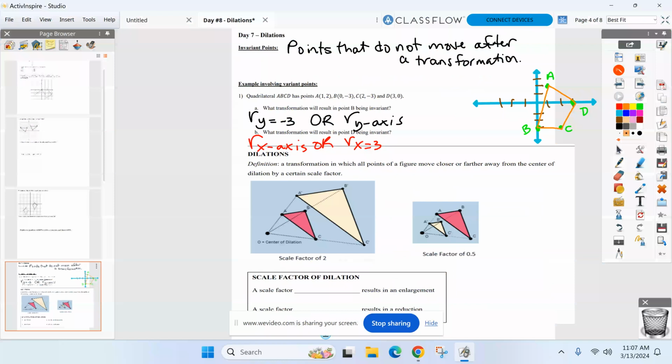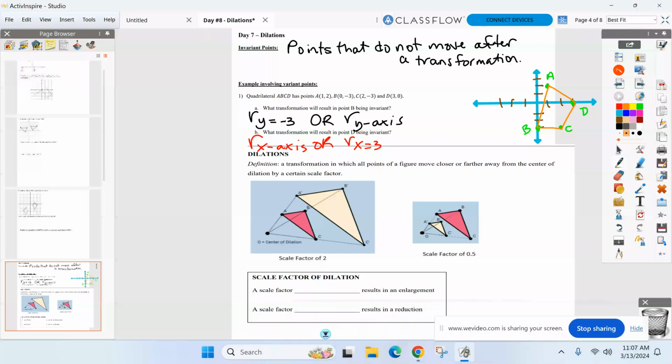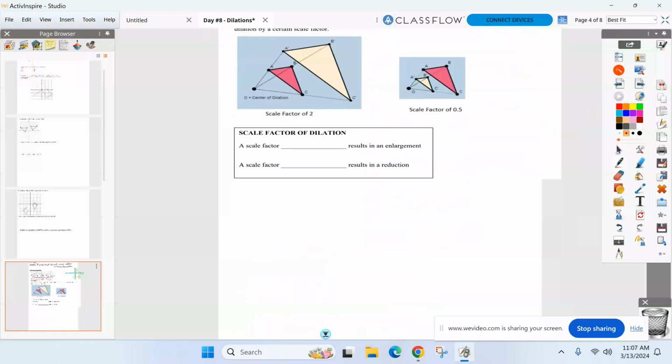I didn't know where to put it in the unit. I could have put it in any day we've done so far, but why not the first day of dilations? Questions? Invariant, the point or points don't go anywhere. Let's move on. Now we're on to the final transformation of the four, dilations. We're going to spend three days on this. Today is an intro. Tomorrow we're going to construct. And on day three, we're going to do a line dilation instead of a point.